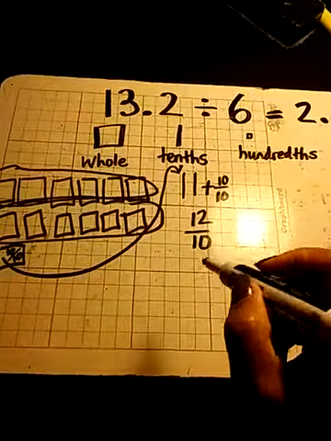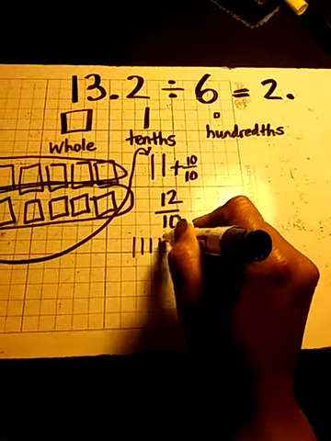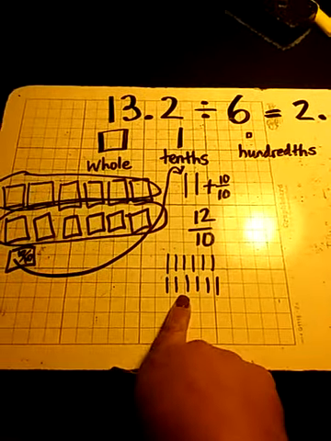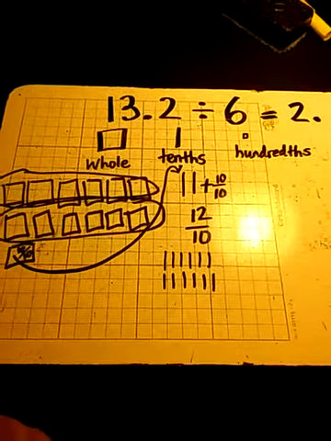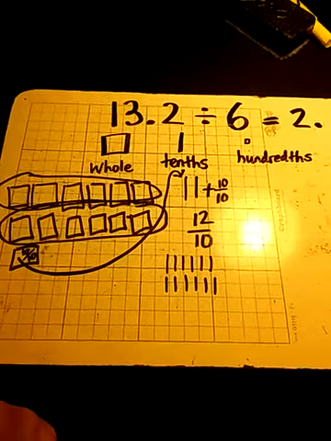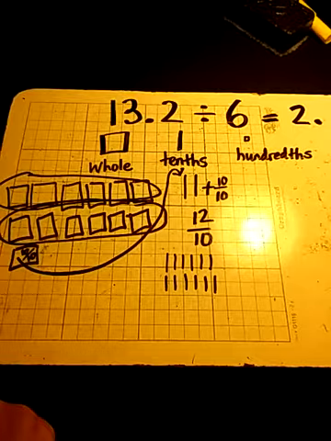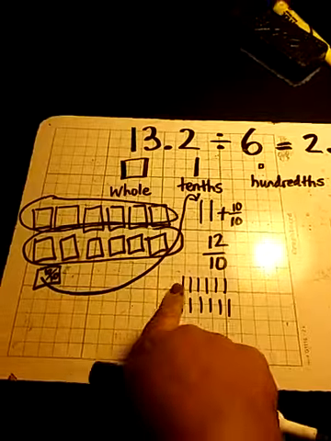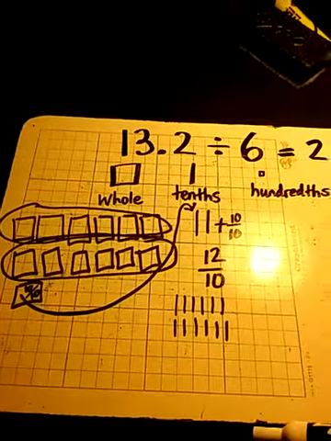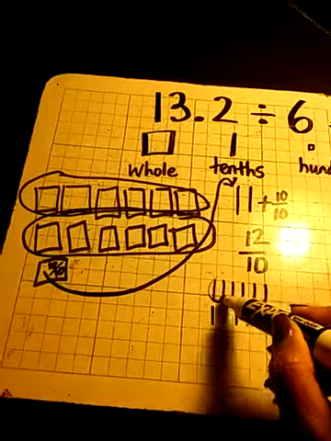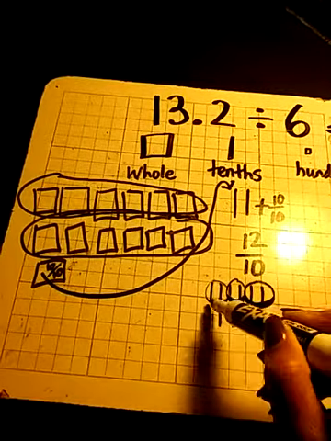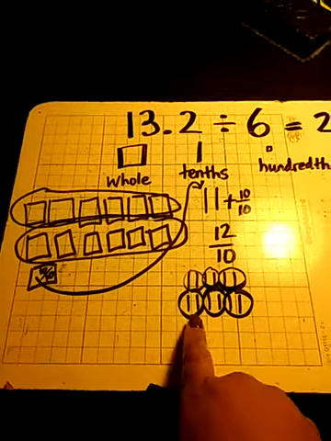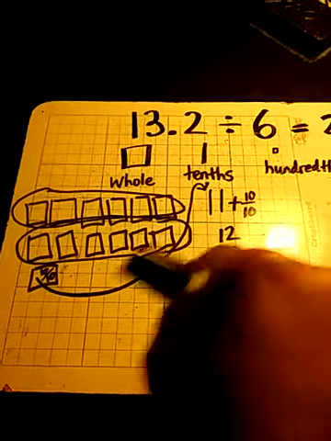And I'm going to model 12/10, because my lines represent my tenths. So I have 12/10. Well, if I had 6 groups, how many tenths would be in each group? There would be 2/10 in each group.